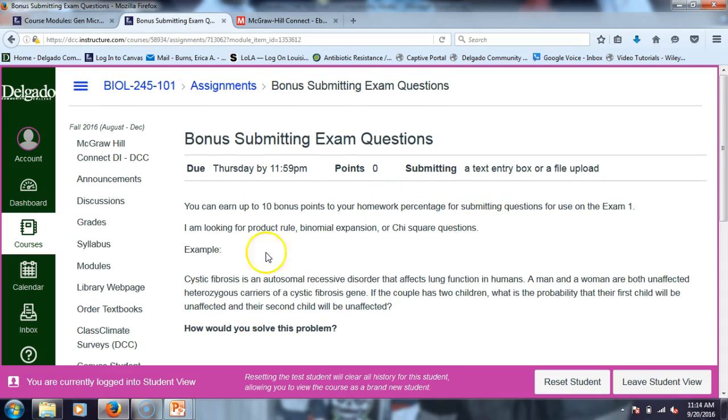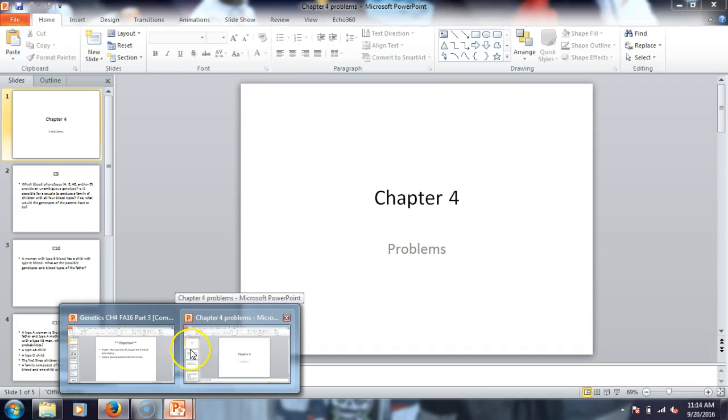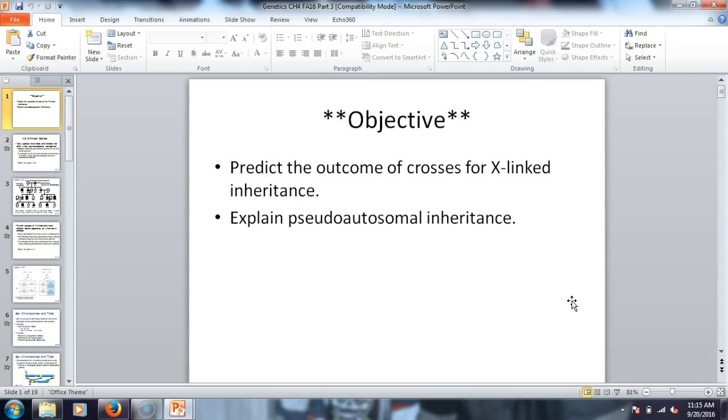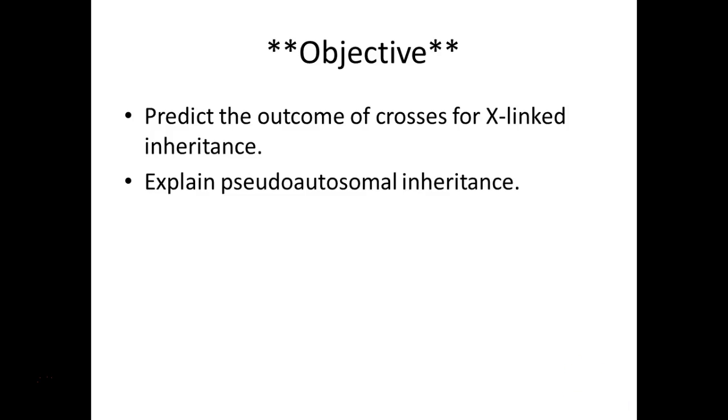Okay, so I'm just going to leave that on my student view for now and bop over to our lecture for today, which is not the problems, it is the lecture part 4. So we're continuing on these non-Mendelian inheritance patterns. So the next one we're going to look at is X-linked inheritance, sometimes also referred to as sex-linked, but the important thing here is that it's on the X chromosome, which also determines sex, right? At least for humans. And then explain pseudo-autosomal inheritance, right?